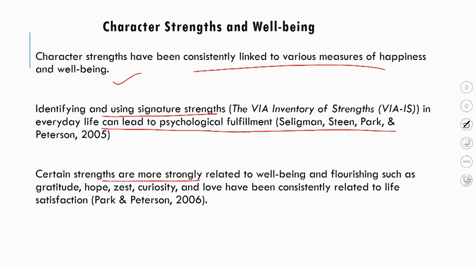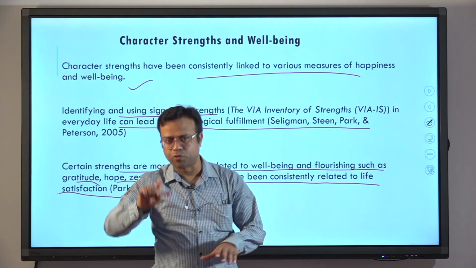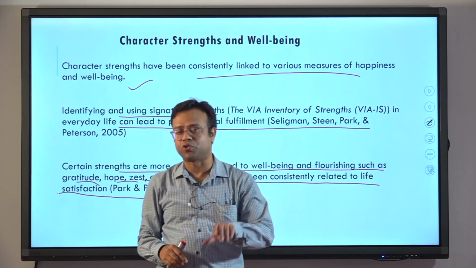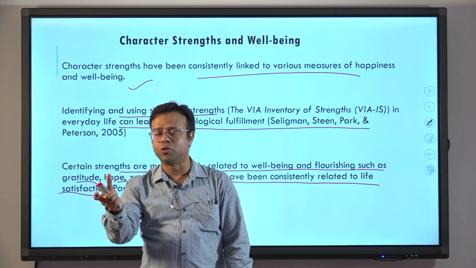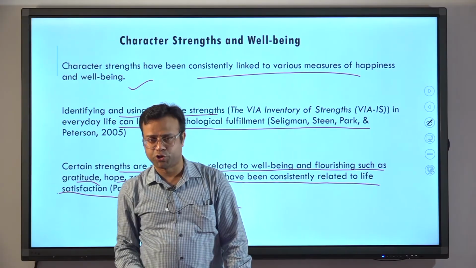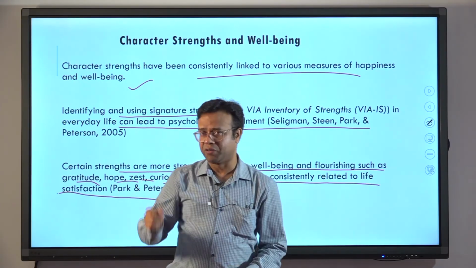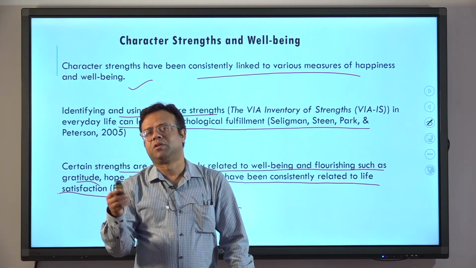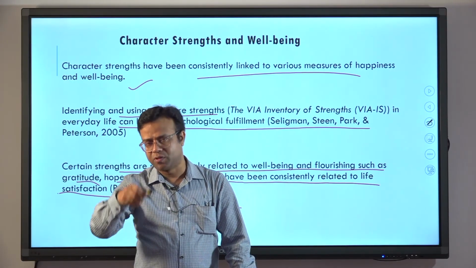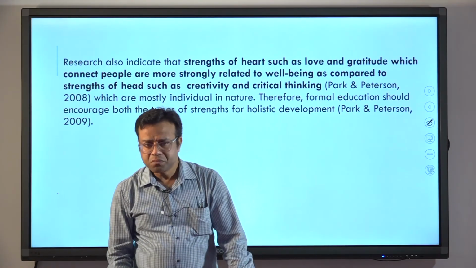Certain strengths are more strongly related to well-being and flourishing, such as gratitude, hope, zest, curiosity, and love, which have been consistently related to life satisfaction. So of the 24 character strengths, research shows a few of them are more strongly related to the happiness and life satisfaction of people, such as gratitude, hope, zest, curiosity, and love. Many others are also important, but research shows these are more strongly related.